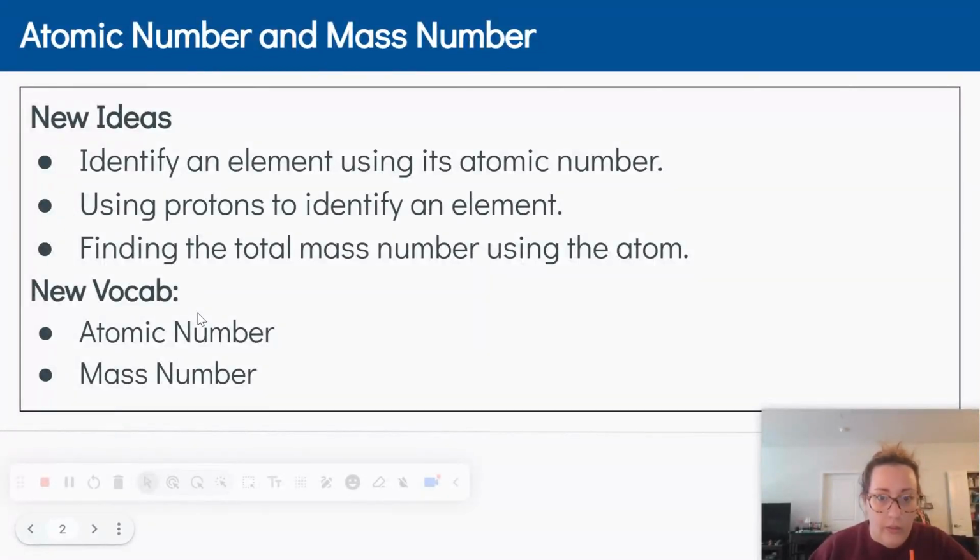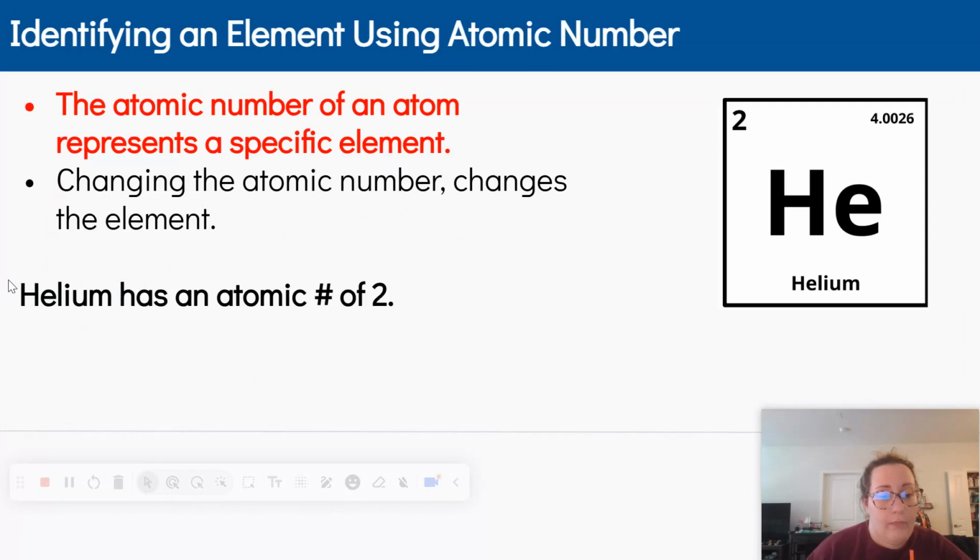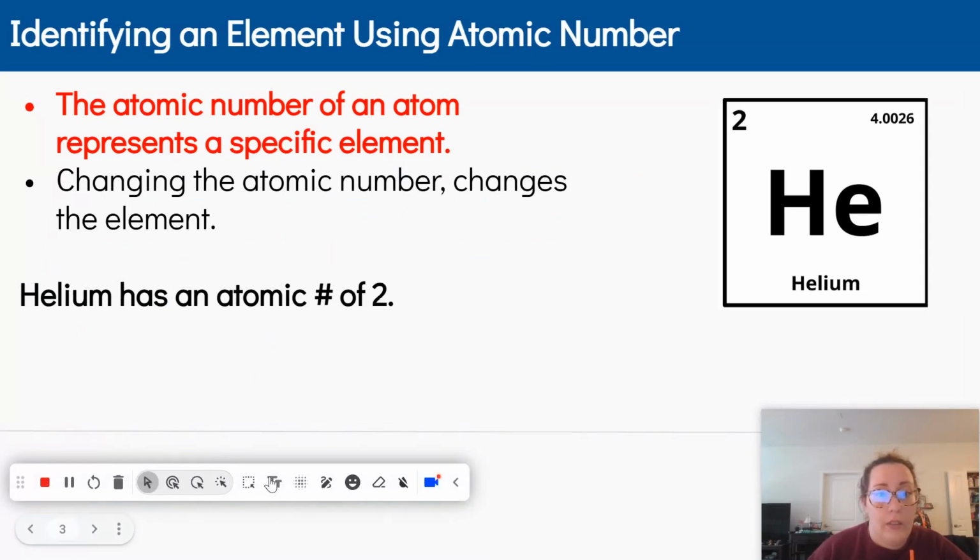In this video, we're going to be looking at atomic number and mass number and how we can use those numbers to get information about the atom and the element that we are looking at. So first is the atomic number. The atomic number is very specific to the element that it represents. So when you change the atomic number, you actually are changing the element, and vice versa. You change the element, the atomic number changes as well.